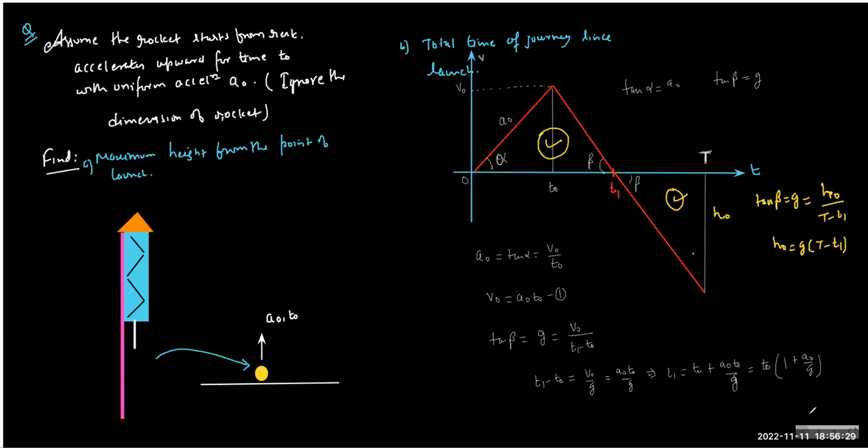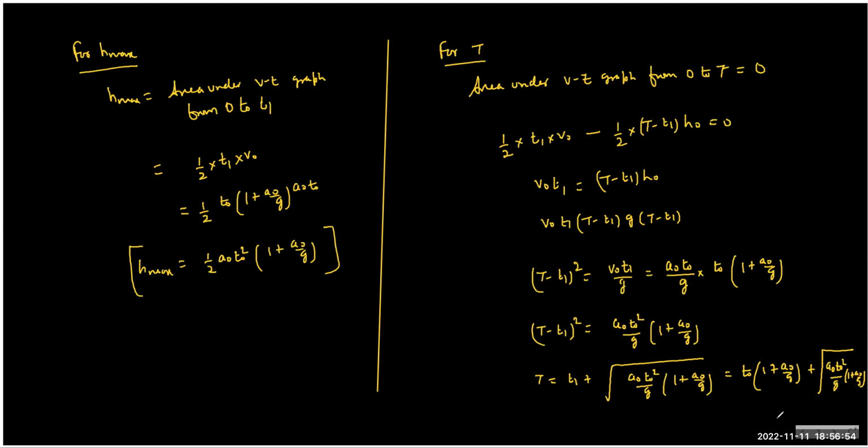Half into base into height. So T1 we were getting this much, no? T1 is T1 minus T naught. Okay, this is fine. G equals V naught by T1 minus T naught. That's correct. Now T naught by G. Yeah, T1 is correct. I think T1 is correct.